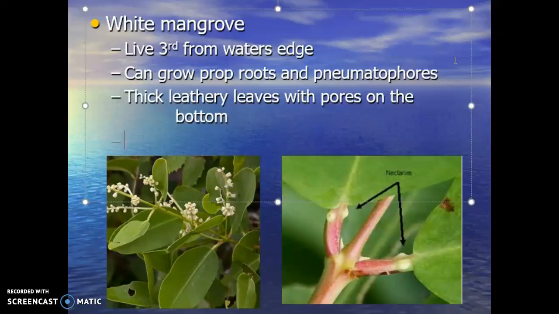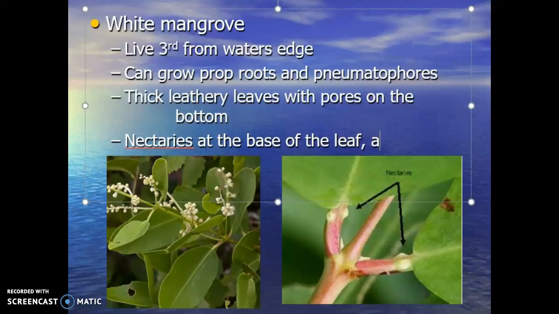The other adaptation and feature, if you look at the picture on the right, the white mangroves will produce these little things called nectaries. These are little buds of nutrients, sugar packets that are right at the base of the leaf. And what these will do is they act as a food source for ants.